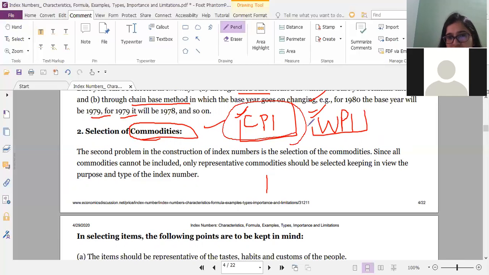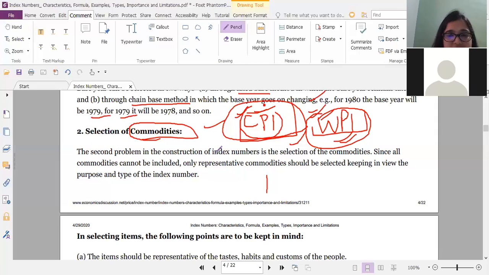Actually, the inflation rate in India is decided with respect to the CPI. CPI is the Consumer Price Index. This is again an index number which helps us know the changes in prices. WPI is the Wholesale Price Index number. This is wholesale and this is retail. The Consumer Price Index gives you the changes in prices in retail, whereas the WPI shows how prices are changing in the wholesale sector. Okay, we'll come back to the selection of commodities.